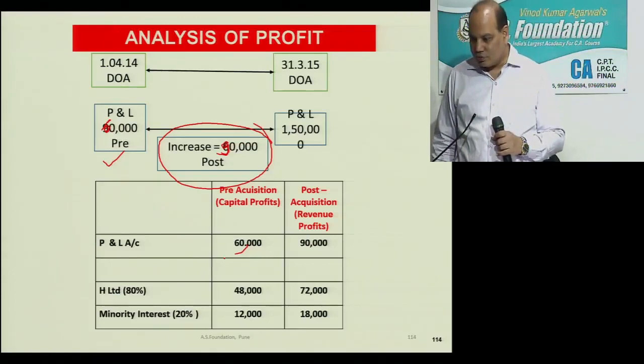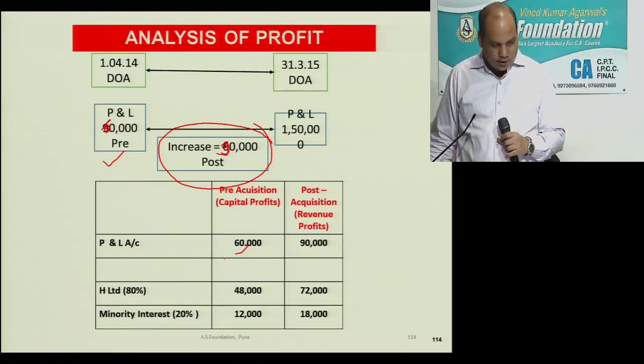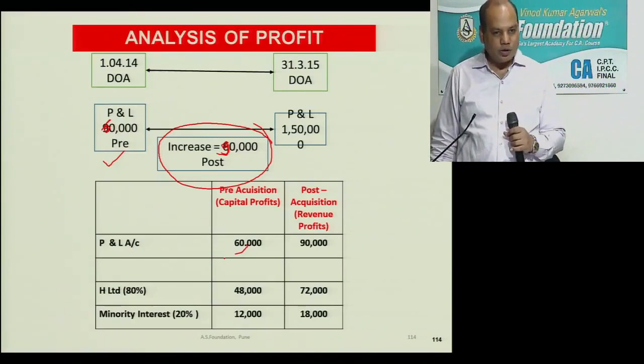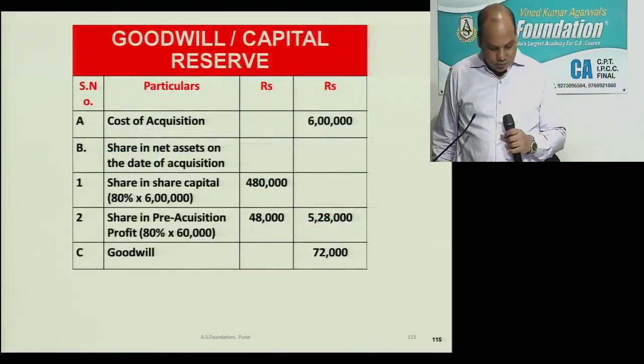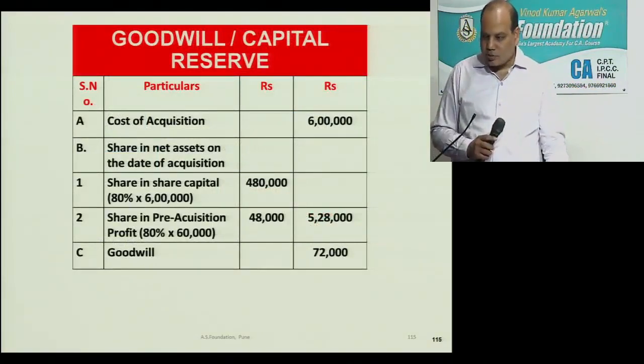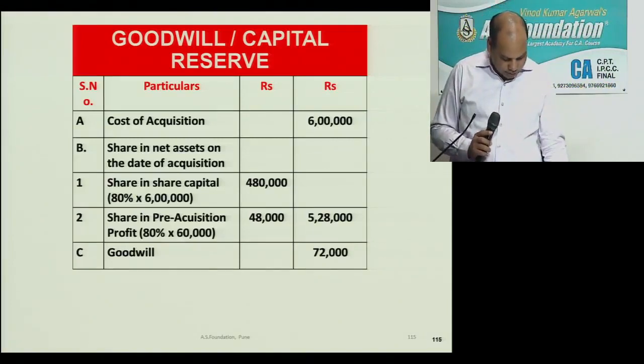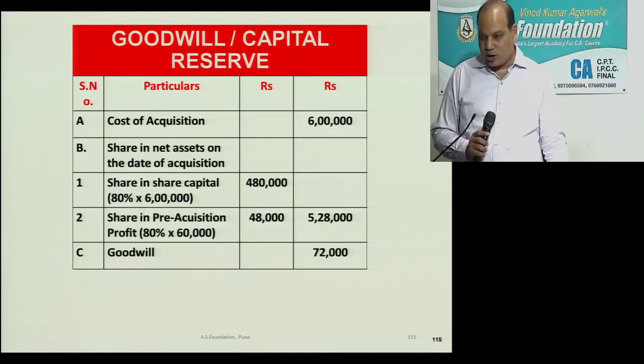Go to the next working note. Please solve and give me the goodwill figure. So write there cost of acquisition in the outer column. How much is the cost of acquisition? In the balance sheet asset side, can you locate 600 rupees written below? Then share in net asset on the date of acquisition. Share in share capital. How much is share capital of the subsidiary? 6 lakh, 6 lakh into 80%.